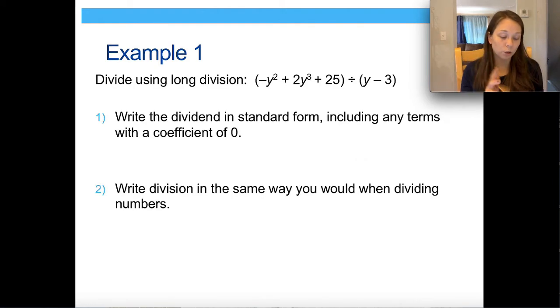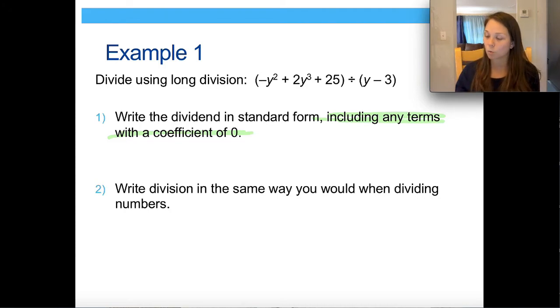So, two things to remember when using long division is you have to make sure that everything is in standard form, so that's important, and that any term that is missing in standard form, you want to make sure that you have kind of like a placeholder for it, have a zero coefficient in its place. I'll show you what that looks like when we do example 1. Okay, then you're going to write the division the same way you would when dividing numbers.